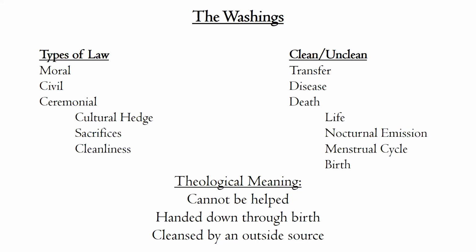Lesson number 2 is that this was handed down through birth. So notice these things that had to do with the cycle of life, not just death, but life, nocturnal emission, menstrual cycle, birth made you unclean. You have the sins, the original sin of your parents is handed down to you. You don't have a choice in the matter. If you're born from two sinful people, you are going to be sinful, and it ends in death. The third theological meaning was you can't clean yourself. You need to be cleansed by an outside source.